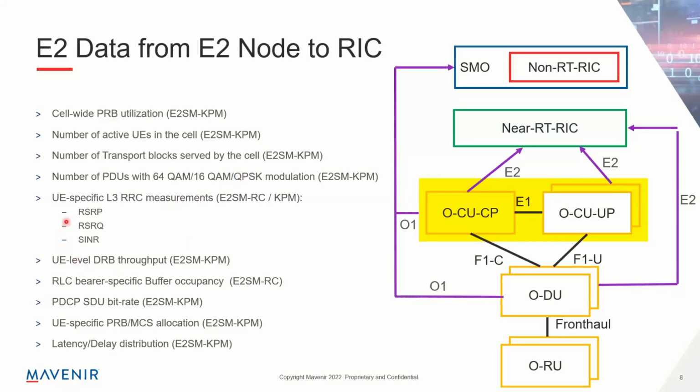More than that, I indicated earlier RSRP, RSRQ, SINR. These are the three major categories through which you can understand the quality or the performance of any UE. Via the E2 interface, you can collect this information per particular UE. So that is massive information. Let me elaborate a little more on why I said this is massive.